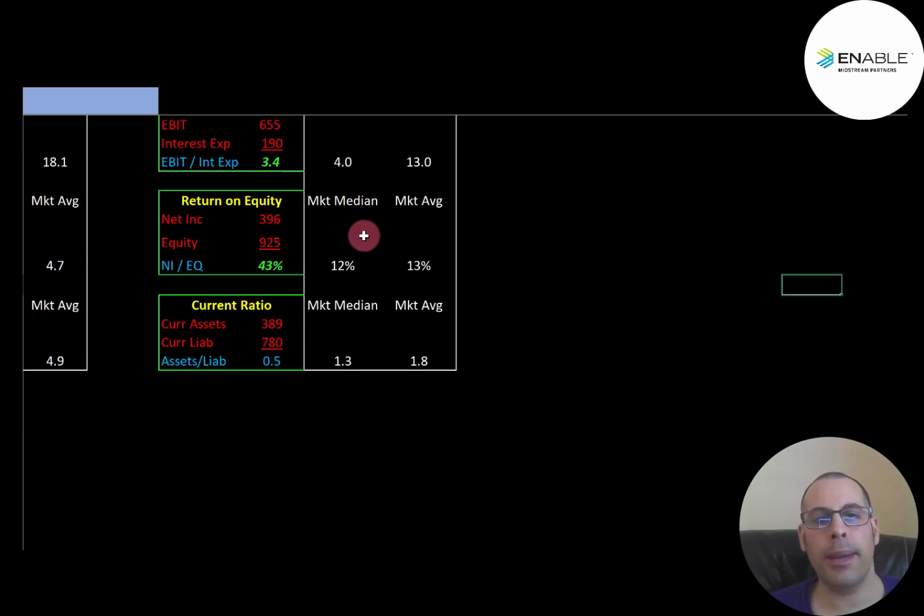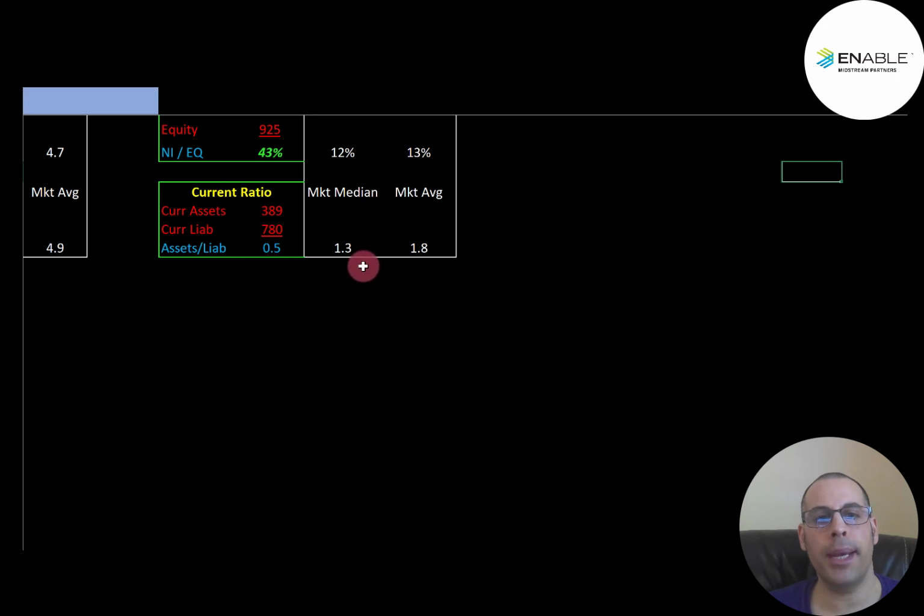Really good ROE, the median is 12%, the average is 13%. ROE is net income over equity. I like to see above 20%, they're at 43%. So they provide great value to the equity holders. To have a really good ROE, it helps to have a lot of debt because it lowers the equity.